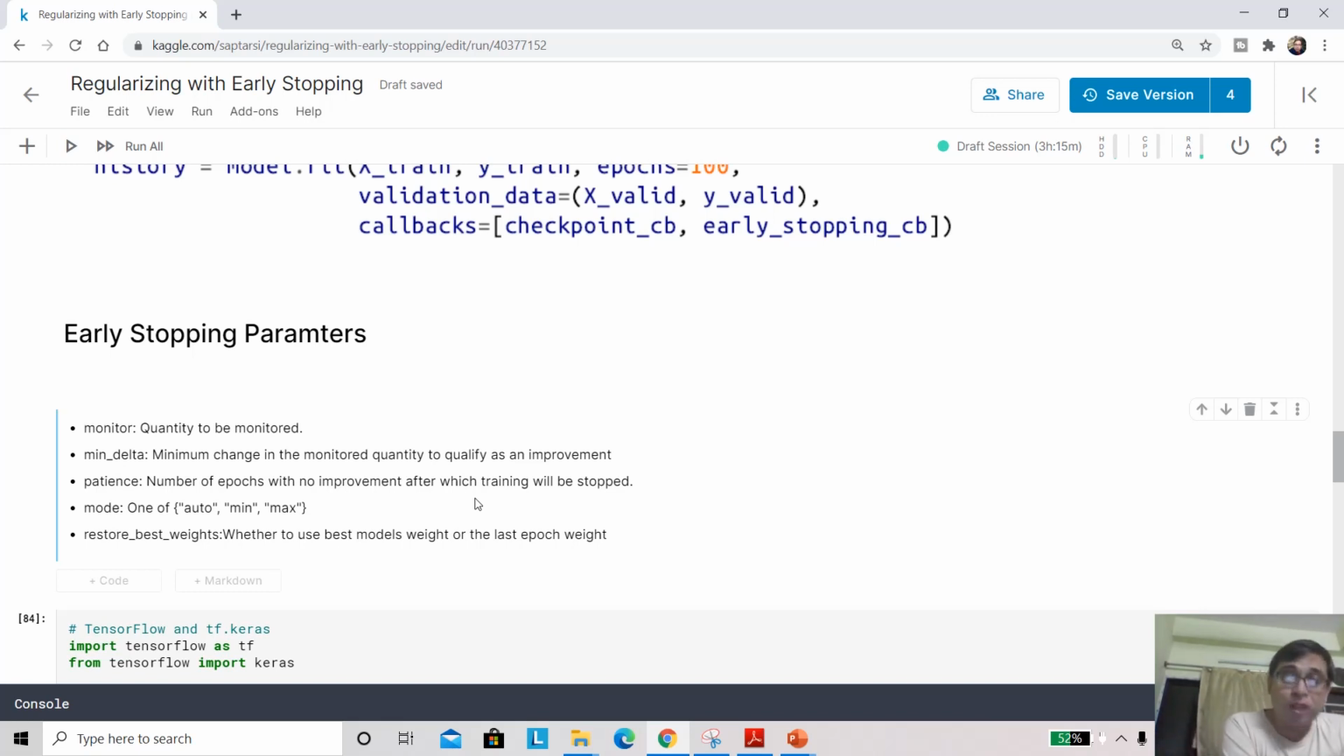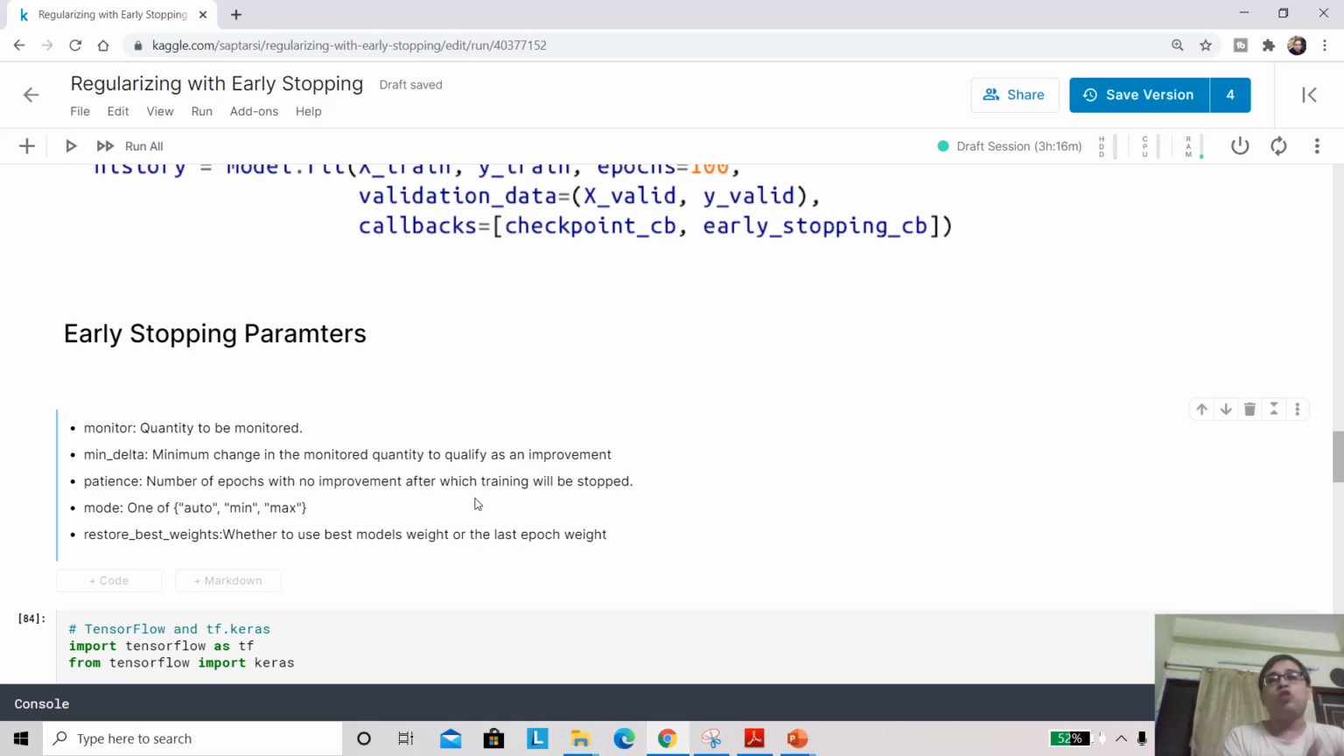So this is a very important parameter. Number of epochs with no improvement. So if you keep your patience very low, as soon as in any epoch your performance degrades in the validation set, you come out. Whereas if you keep a higher value of patience, then you can allow that for multiple epochs to happen.